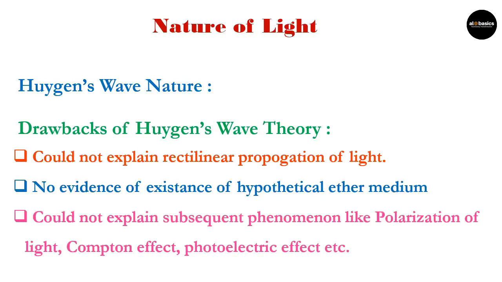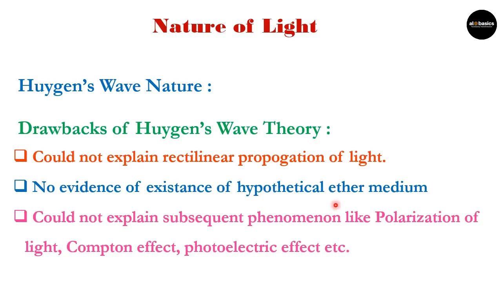Next thing, it could not explain subsequent phenomena like polarization of light, Compton effect, photoelectric effect. Now these phenomena were observed in the 19th century. So when he put forward his theory, at that time there were problems regarding these 2 points only, that is rectilinear propagation and the ether medium. So we say that these are the two major drawbacks regarding Huygens' wave theory.